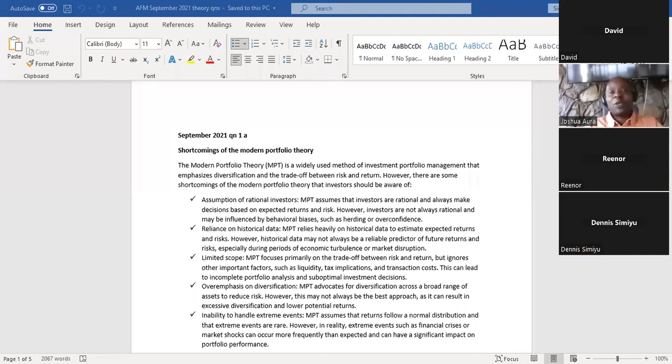So September 2021, they wanted us to give them the shortcomings of the modern portfolio theory. Many students in this case here were misled by the word modern. Portfolio theory is your normal portfolio theory, which basically tells us that a portfolio is a combination of different assets, all of them put in one basket.